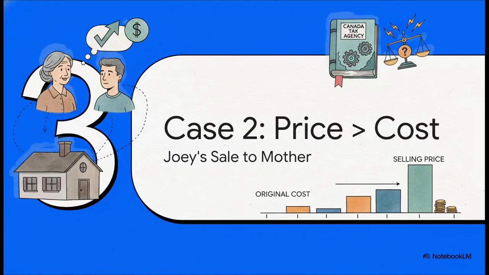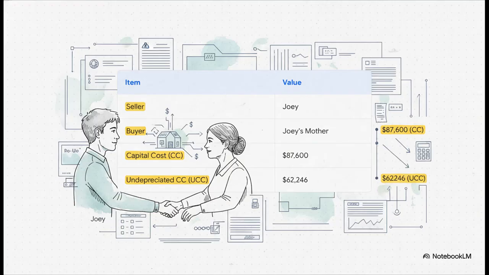All right, time to switch gears. Let's look at our second scenario. What happens if the asset has actually appreciated in value and the selling price is higher than what Joey originally paid? As you're about to see, this flips the script and triggers a totally different set of rules for both Joey and the buyer.